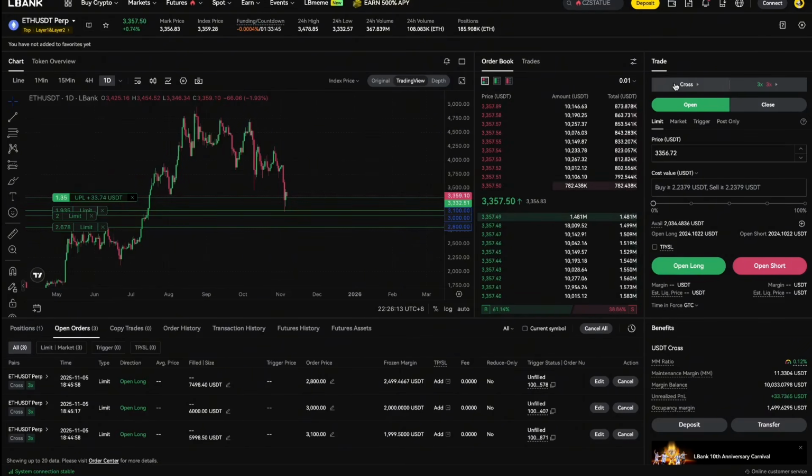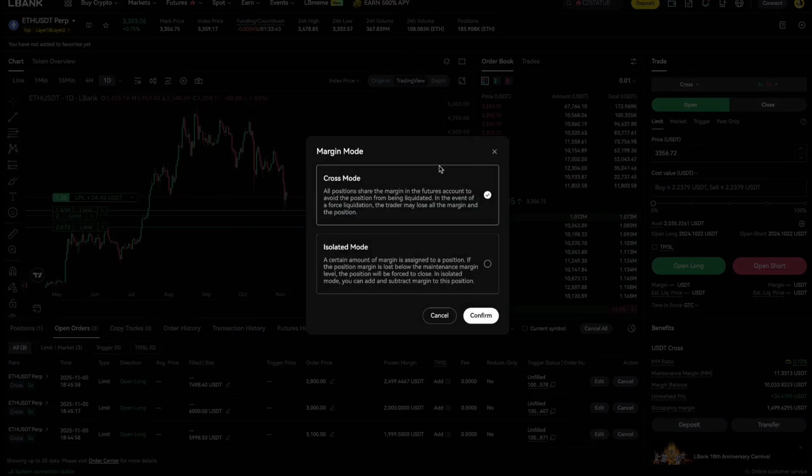The first thing you want to look at is what leverage mode, what margin mode you are currently trading in. That is a very important one, because you can be trading isolated or cross. Cross means that all your positions share the same margin in your futures account. For beginners, I don't think this is a smart idea, because this is the way you are going to get liquidated most easily.